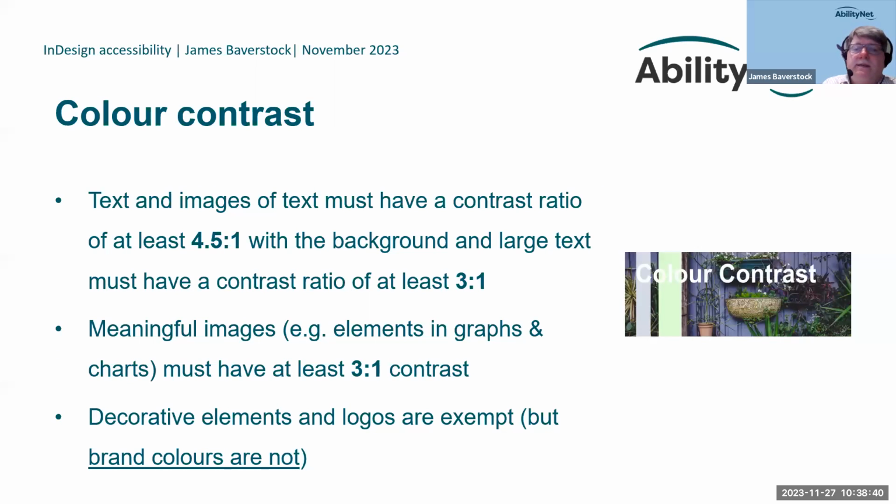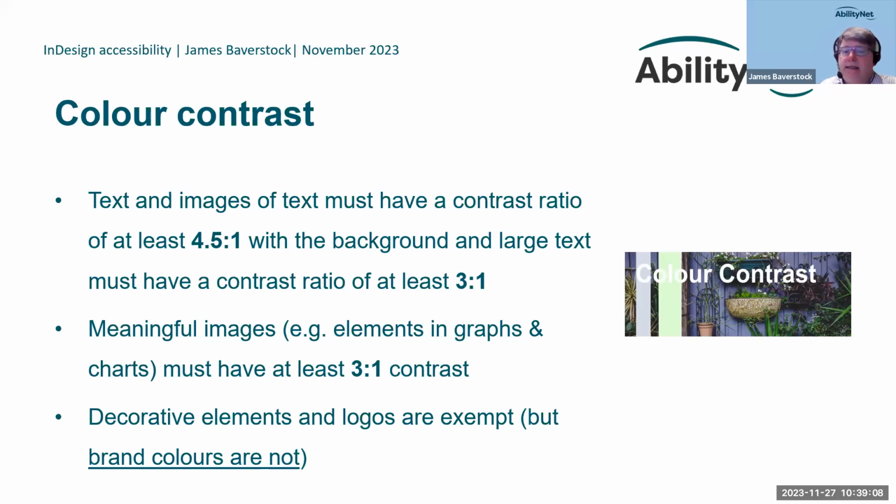Another very important visual design consideration is around color contrast. So the Web Content Accessibility Guidelines has very clear guidance on this, that if you have text or images of text, then they need to have at least a 4.5:1 contrast with their background. And large text has to have a contrast ratio of at least 3:1 with the background.